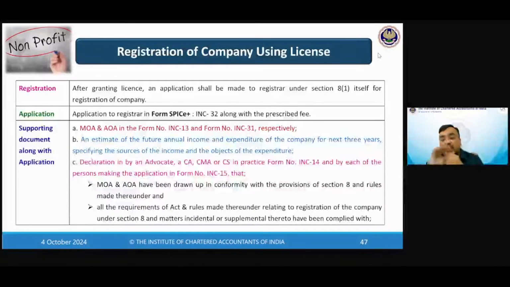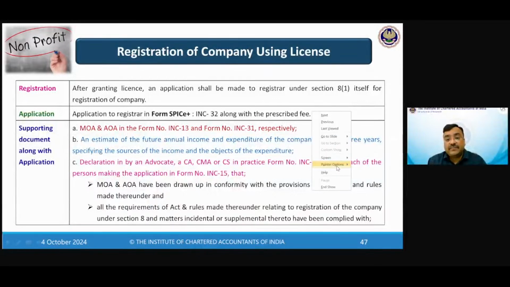Documents which should be part of the application: MOA and AOA in INC 13 and INC 31 respectively, an estimate of future annual income and expenditure for next 3 years. Please underline.